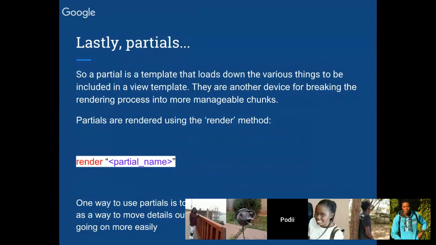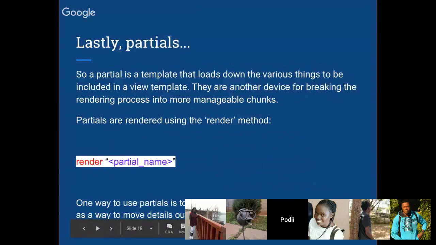So when I'm using a template and I divide it into specific partials, I don't have to include those lines of code in that specific template. I can write them in a partial outside of that template and then render those partials instead. We render partials the same way we use the render method: we render and then the partial name. One way to use partials is to treat them as the equivalent of subroutines, as a way to move details out of a view so that you can grasp what's going on more easily.